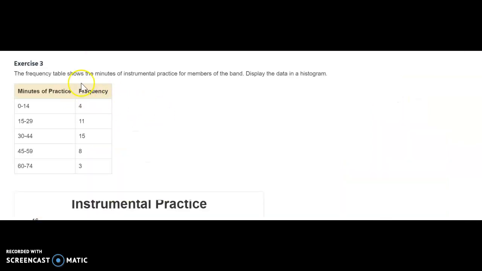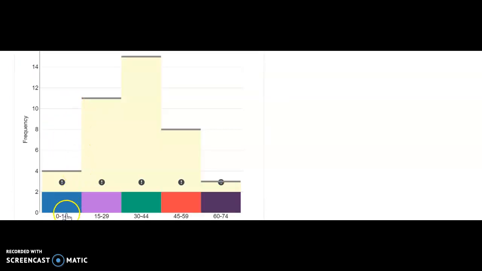Again, here is another chart for exercise 3. There's 0 to 14 minutes of people that practice. There's going to be 4 times, 15 to 29, 11 minutes. So when you're looking here, we're just going to plug it in. Here's 4 for 0 to 14. Here's 11 for 15 to 29, etc.